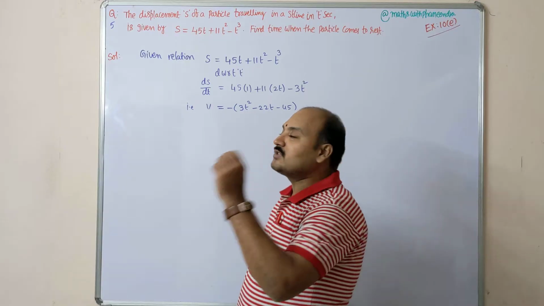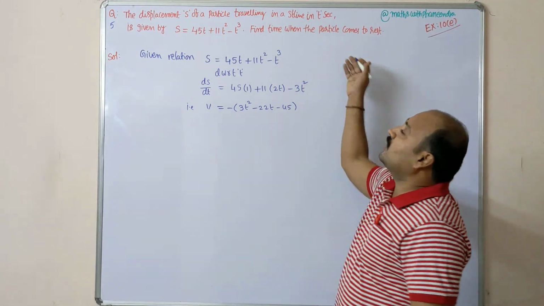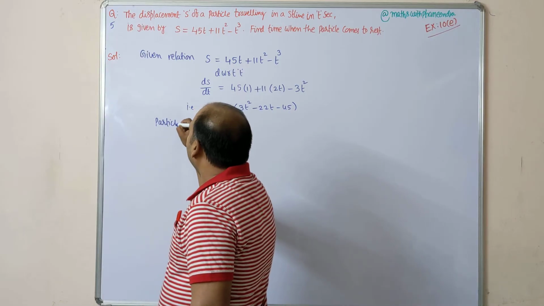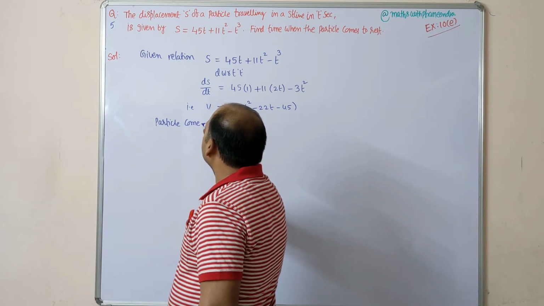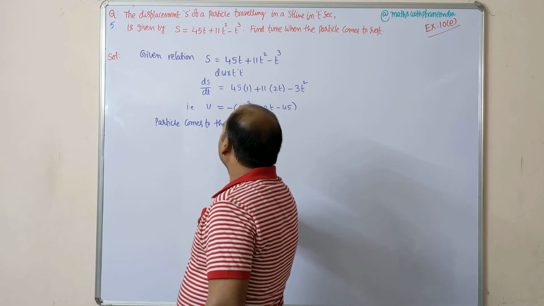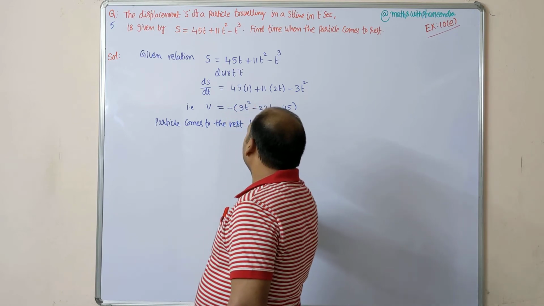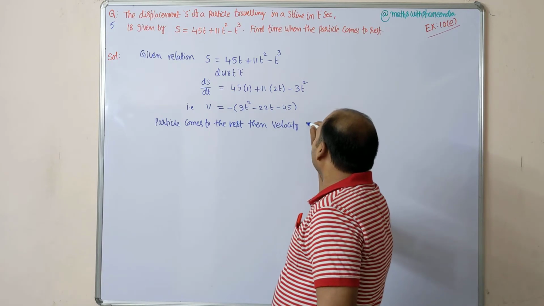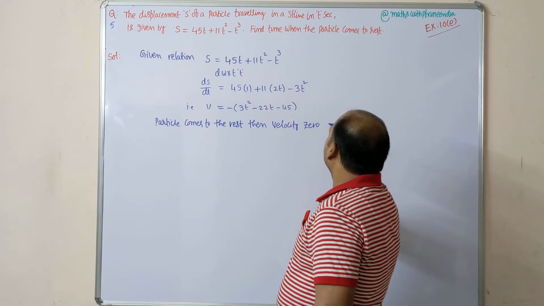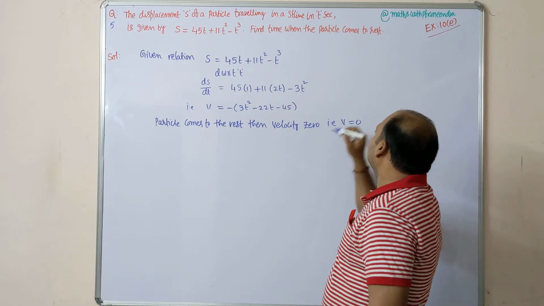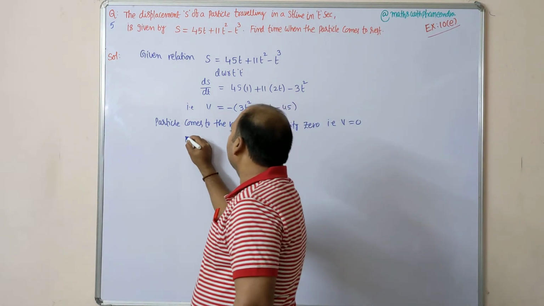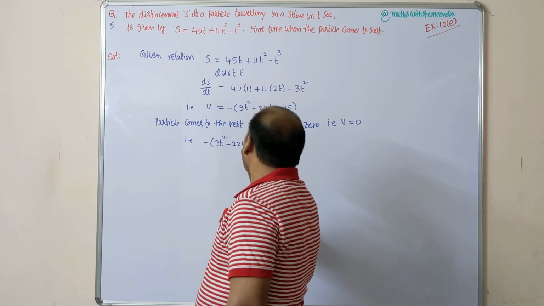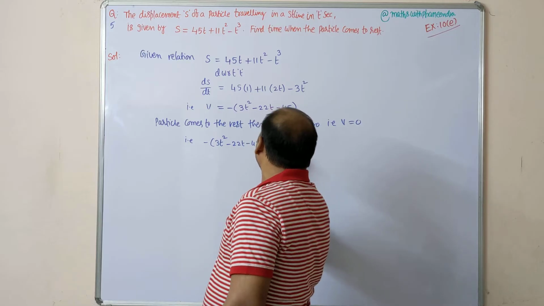When and where the velocity goes to be 0. Find the time when the particle comes to rest. When the particle comes to rest, then the velocity is 0. That is v equal to 0. So the v value is 0. Minus 3t square minus 22t plus 45 equal to 0.